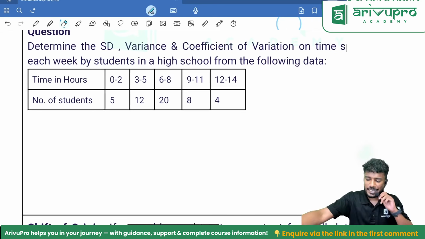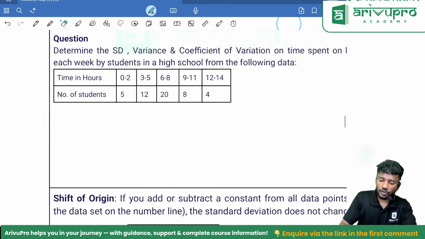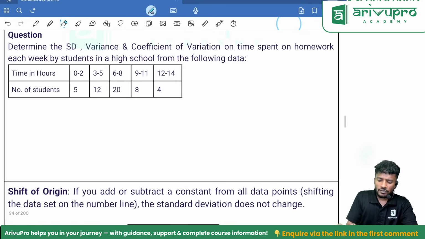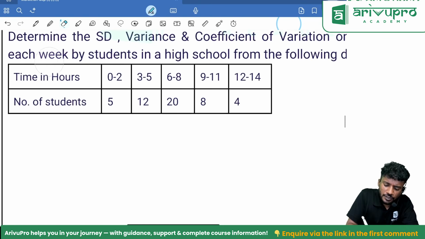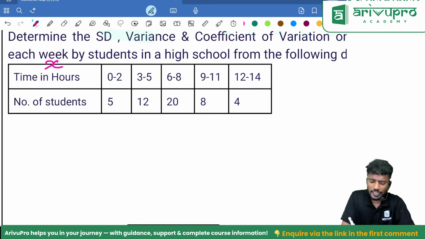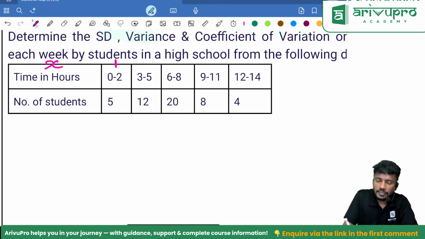Find the standard deviation, variance and coefficient of variation for the given data. Now what are the x values here? Here the class interval values are given, right? So the corresponding x values will be the midpoints. In between 0 and 2, what is the x value? 0 plus 2 divided by 2 is 1. Then 3 plus 5 divided by 2 is how much?